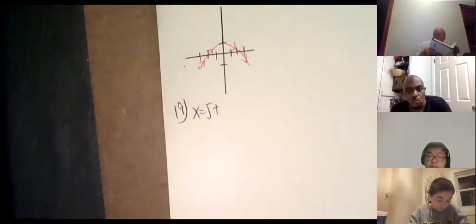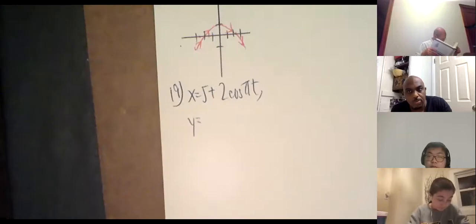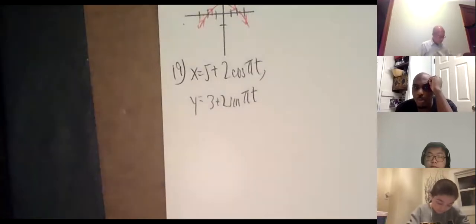x equals 5 plus 2 cosine pi t, y is equal to 3 plus 2 sine pi t, t is between 1 and 2.